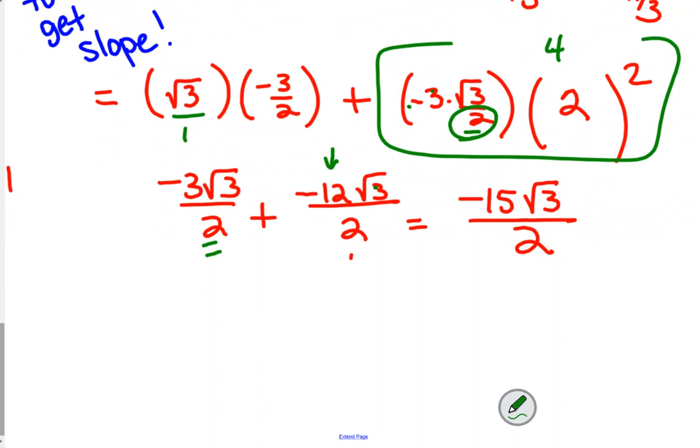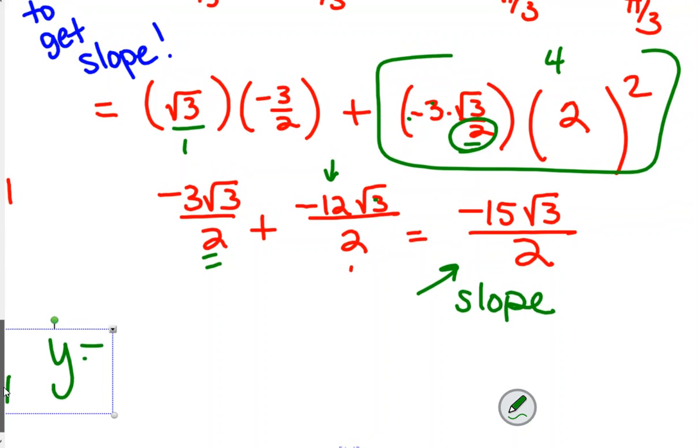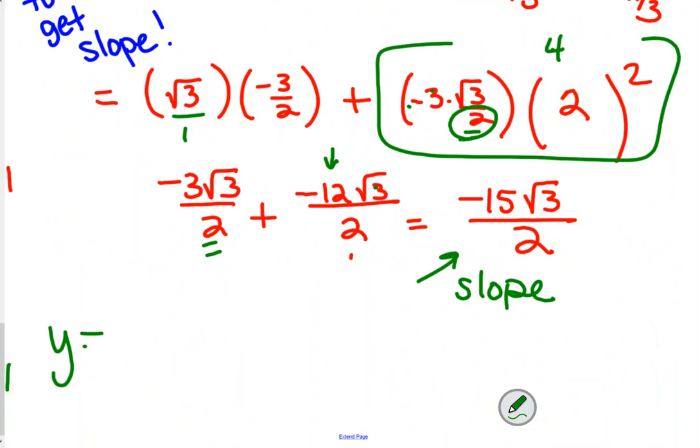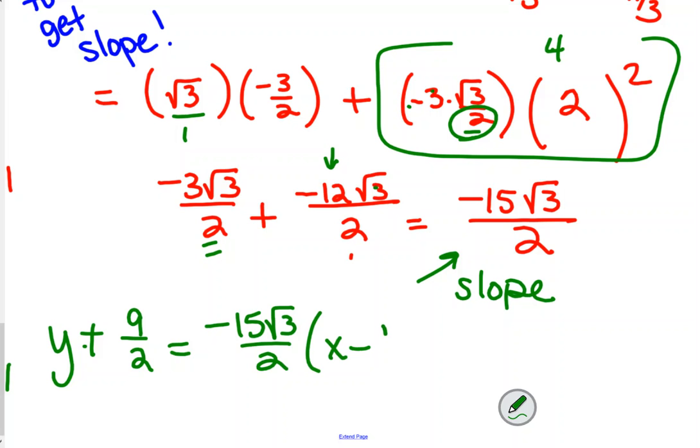Now, why were we doing all this? What was this? This is a slope. This is supposed to be the slope on a line that looked like this. If I go back up and go, okay, what was the x, it was pi over 3, the y was negative 9 halves, and so y plus 9 halves equals negative 15 root 3 over 2 times x minus pi over 3.